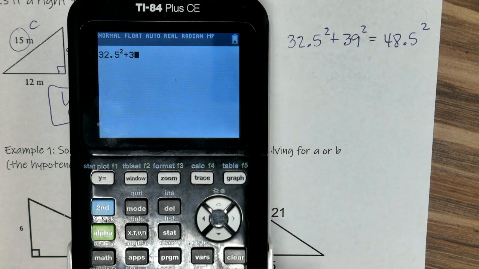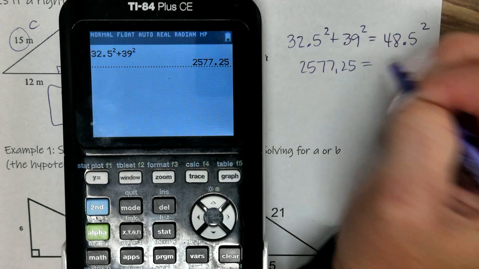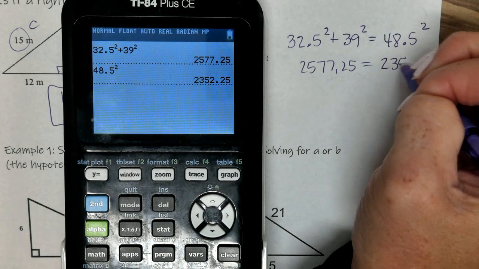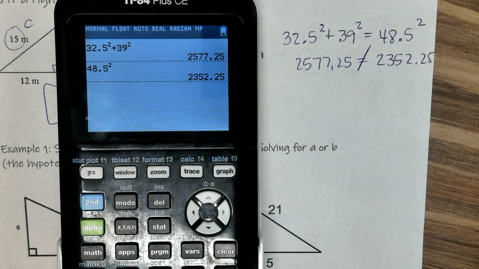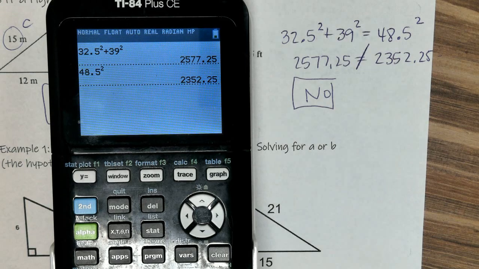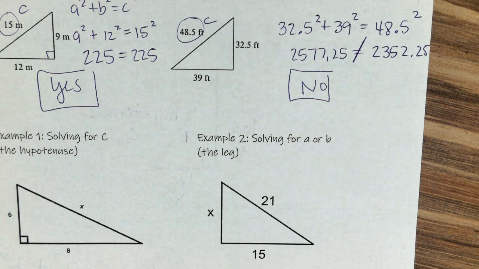32.5 squared plus 39 squared is 2577.25. And 48.5 squared is 2352.25. Do those equal? No. This is not a right triangle, even though it looks like one. Are we good on that part?